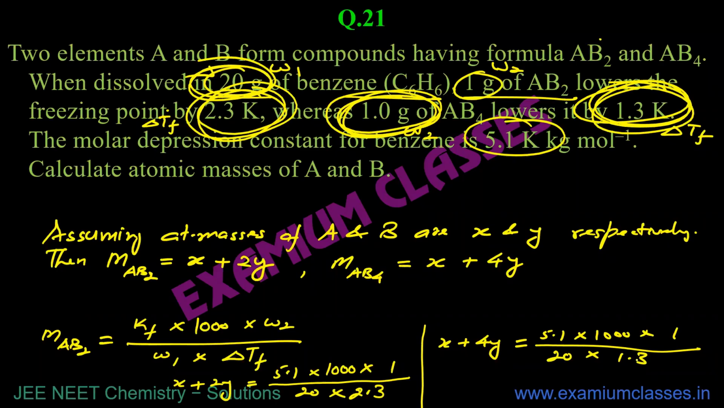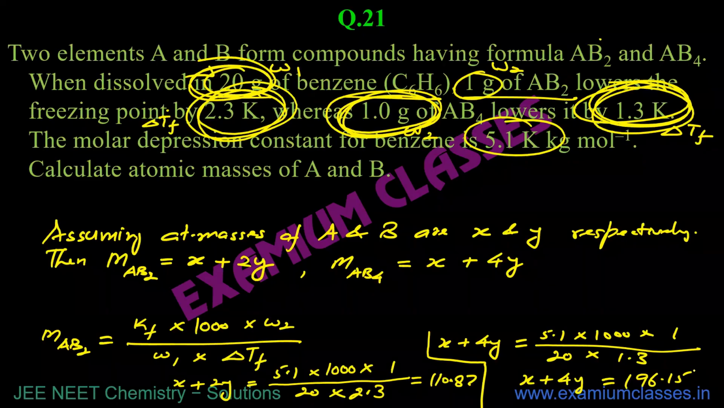When you get x plus 2y, you will get 110.87, and x plus 4y you will get 196.15. So these two equations you will get. Solve these equations, get the value of x and y that is asked: atomic mass of A and atomic mass of B.